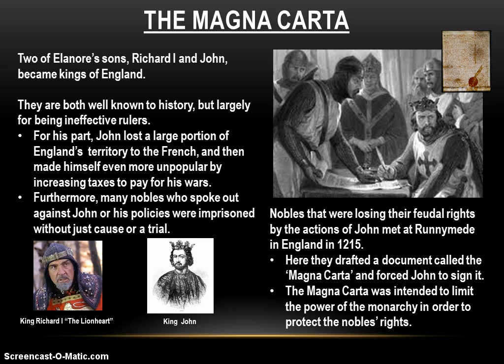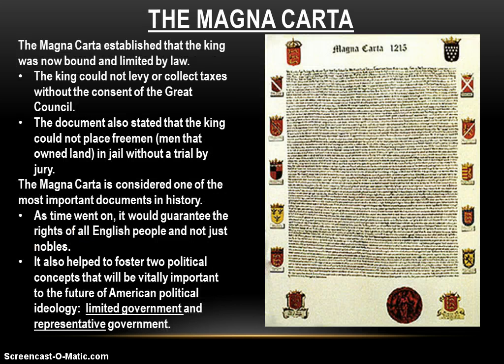So they force John to sign the Magna Carta. And the purpose of the Magna Carta is to limit the king, limit the power of the monarchy in order to protect the feudal rights of the nobles. And the Magna Carta establishes that now the king cannot do whatever he wants. Instead, the king shall be bound by law. The king cannot collect or levy any taxes without the consent of the Great Council. The Great Council has to vote on it and approve it first before those taxes can become law.